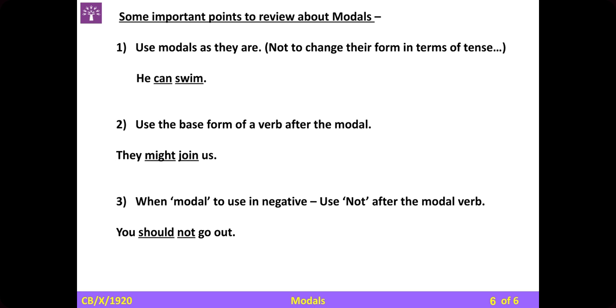When a modal is used in negative form, always put the word not after the modal verb. You should not go out. Maybe due to lockdown, it's COVID-19 everywhere. You should not go out. You should not play there.